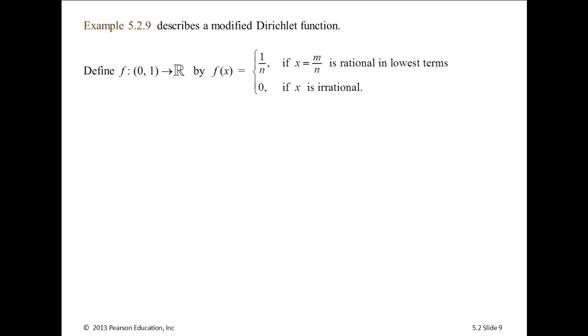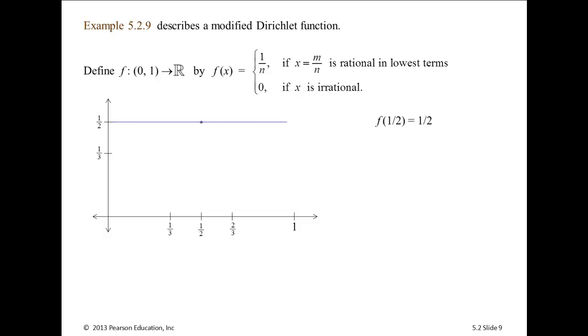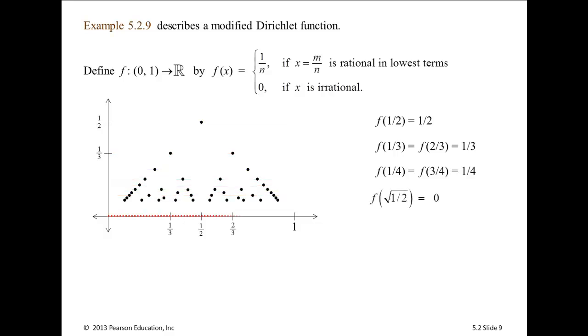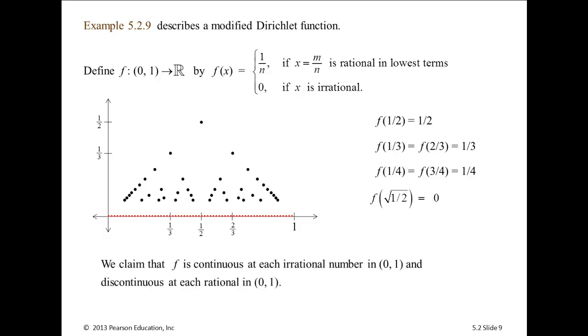Here is a function that would be very hard to graph by hand. We see that f of 1/2 is equal to 1/2. F of 1/3 is equal to f of 2/3 is equal to 1/3. F of 1/4 is equal to f of 3/4 is equal to 1/4. We continue for fifths, sixths, sevenths, and so on. On the other hand, f of every irrational number is 0. I go on to show that f is continuous at each irrational number and discontinuous at each rational.